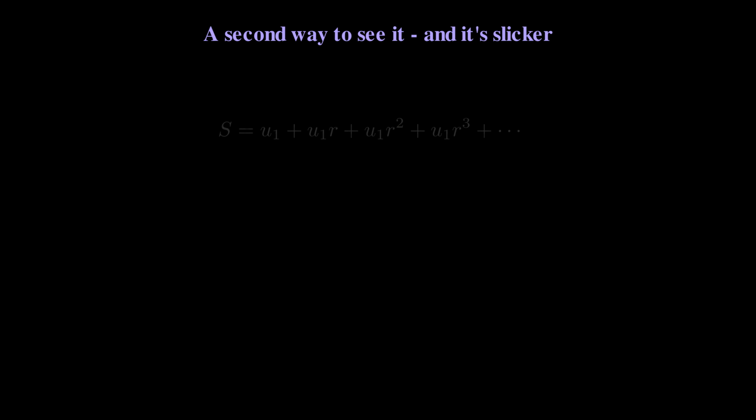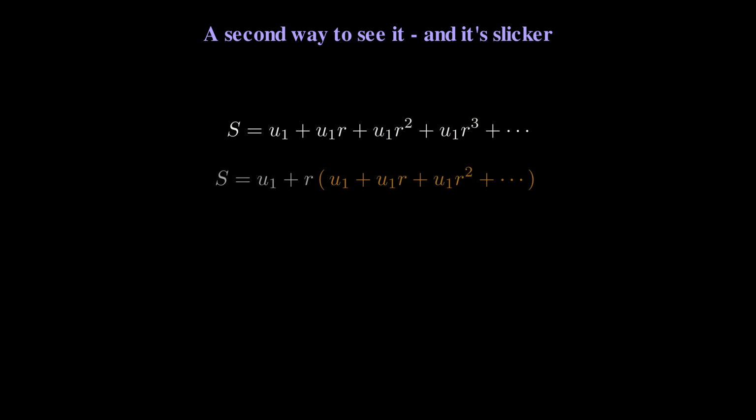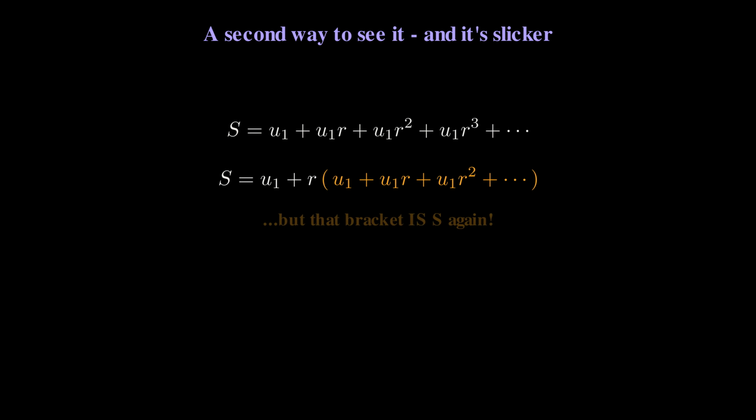Before we use the formula, here's a second derivation, shorter and genuinely beautiful. Write the whole infinite sum out. Now factor r out of every term after the first. What's left inside the bracket is u1 plus u1r plus u1r squared, and so on, which is exactly the sum we started with. The infinite series contains a perfect copy of itself. So S equals u1 plus r times that S.